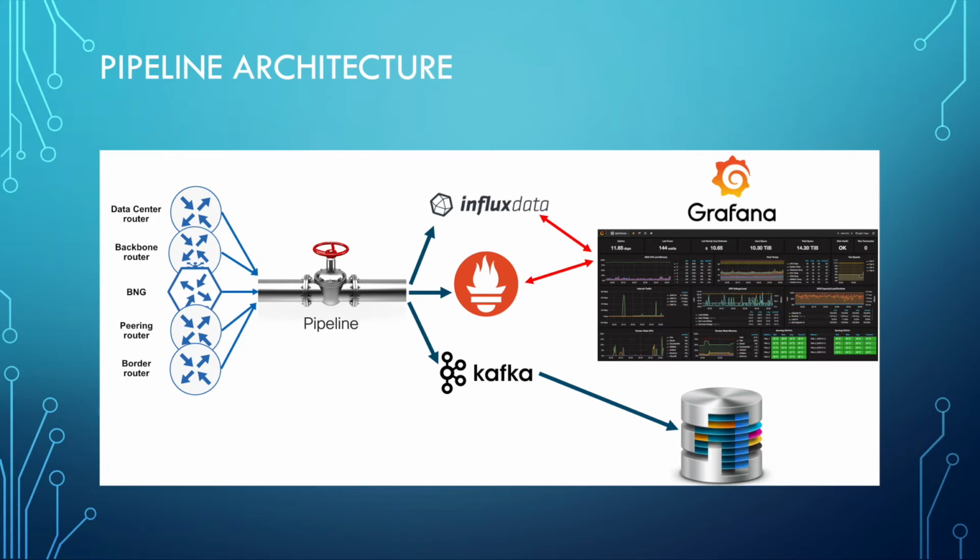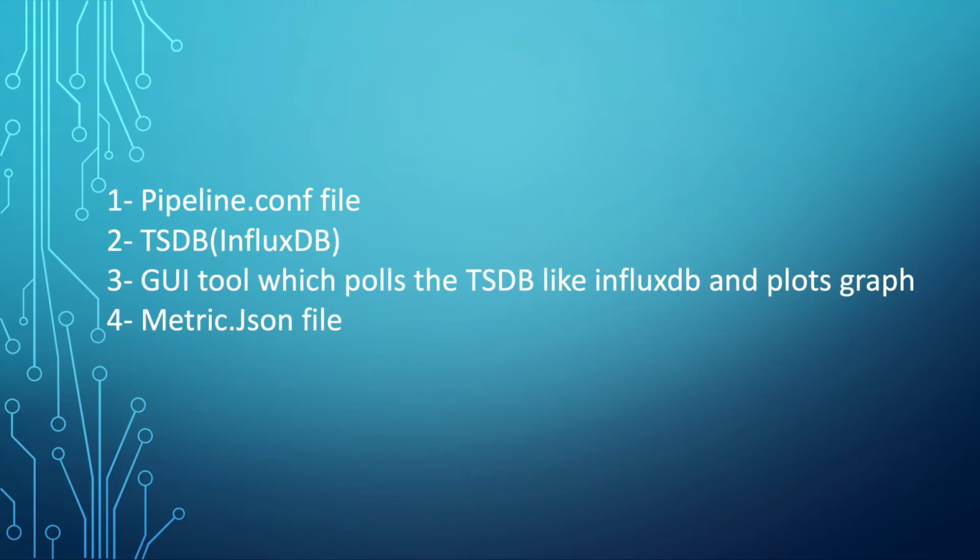Apart from that, we need another important tool here, which is Grafana or any GUI tool which can take data from our time series database and plot it in the form of graphs and show us a neat, clear picture of the data which we are receiving from the router with the help of telemetry. So there are four important pieces in this configuration.